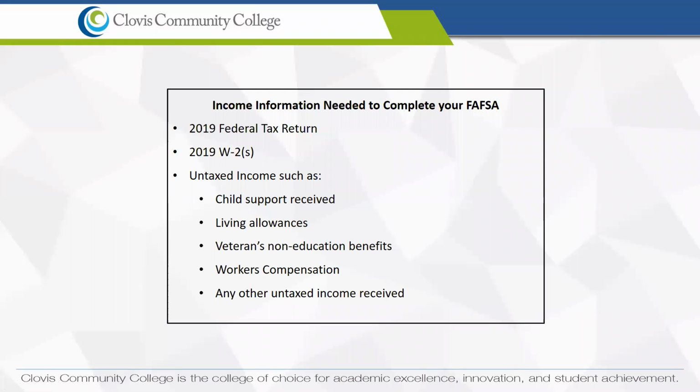In order to complete the income section of the FAFSA, you will need to collect the following information for both student and parents if you're considered a dependent student: 2019 federal tax return, 2019 W-2 forms, total of untaxed income such as child support received, living allowances, veterans' non-education benefits and workers' compensation, and any other untaxed income you or your parents may have received in 2019.